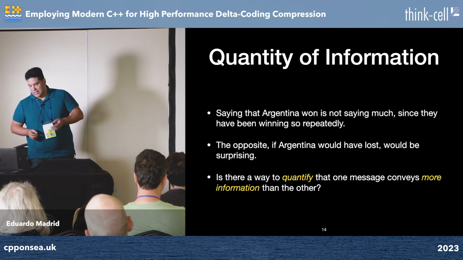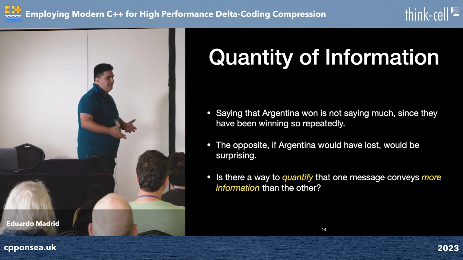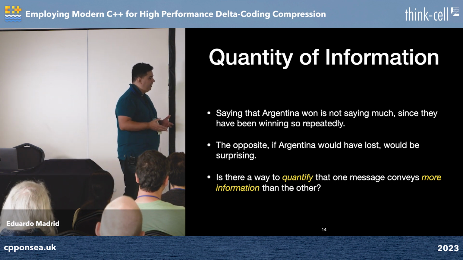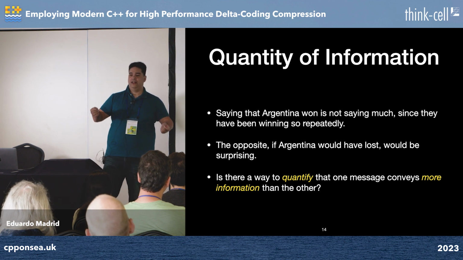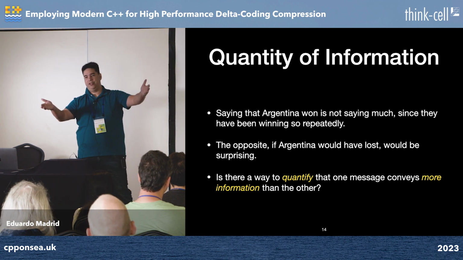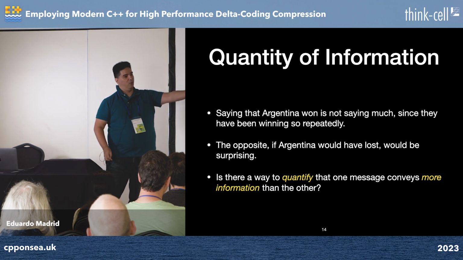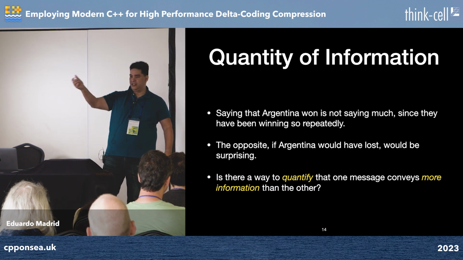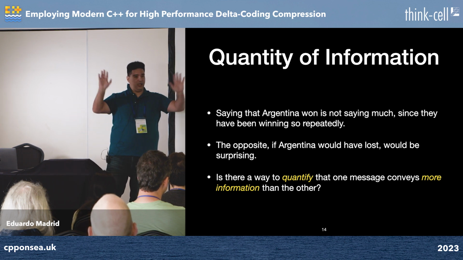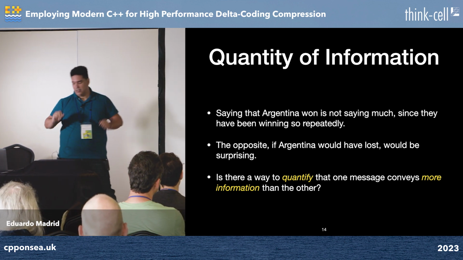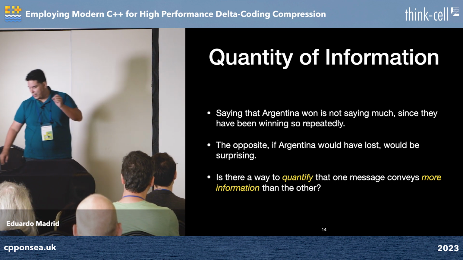Okay, is there a way to quantify that one message conveys more information than another? I just presented to you two choices, that Argentina won the match versus lost the match, and one conveys much more information than the other. We agree on that intuition, right? So how do we quantify this?